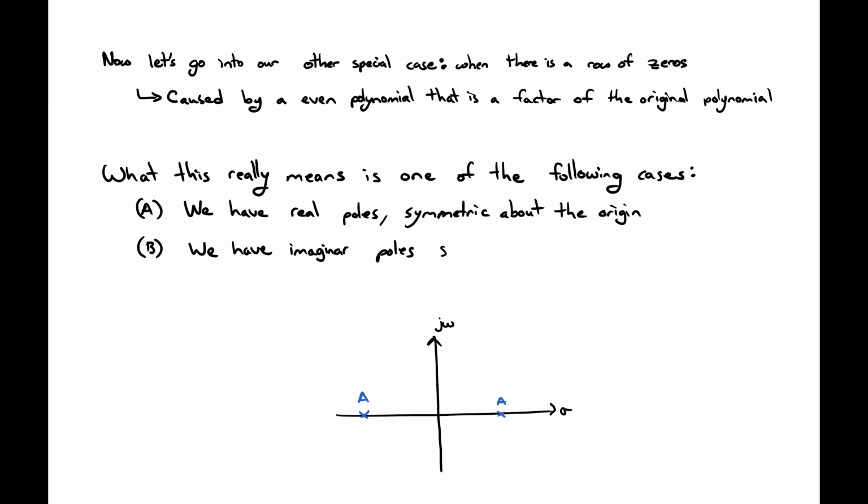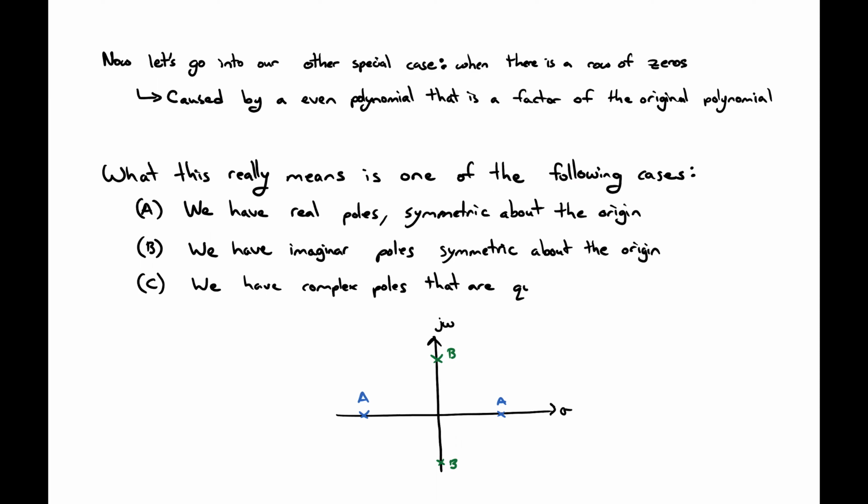Our second case is that we have imaginary poles symmetric about the origin. So this is B here, where it's now marginally stable. And then for C, we have complex poles, and there are four of them, one in each quadrant for this system. So we'd end up with an unstable system in this case as well, right? So how do we determine which case we're dealing with? Or maybe multiple of these at the same time.